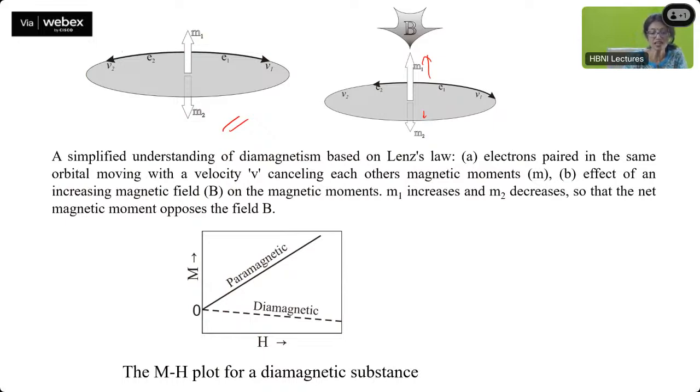So the net magnetic moment is opposing the externally applied field, which is B. If you look at the plot for a diamagnetic substance, as you can see, with application of the magnetic field, the magnetization value decreases. So this is basically the idea of diamagnetism.